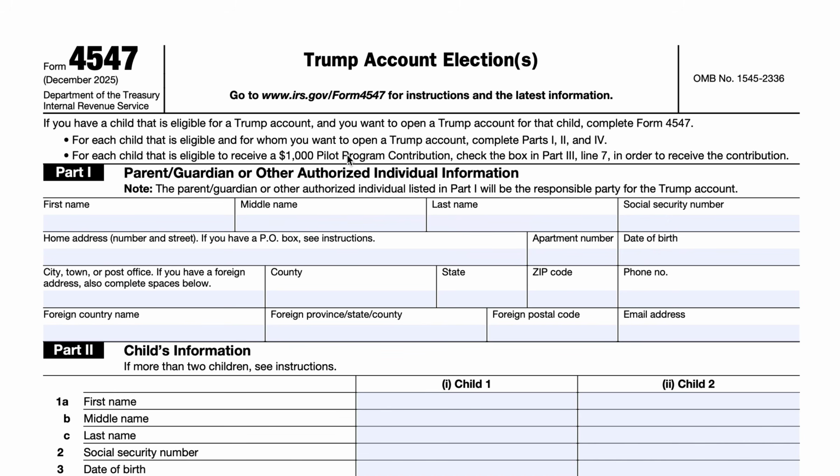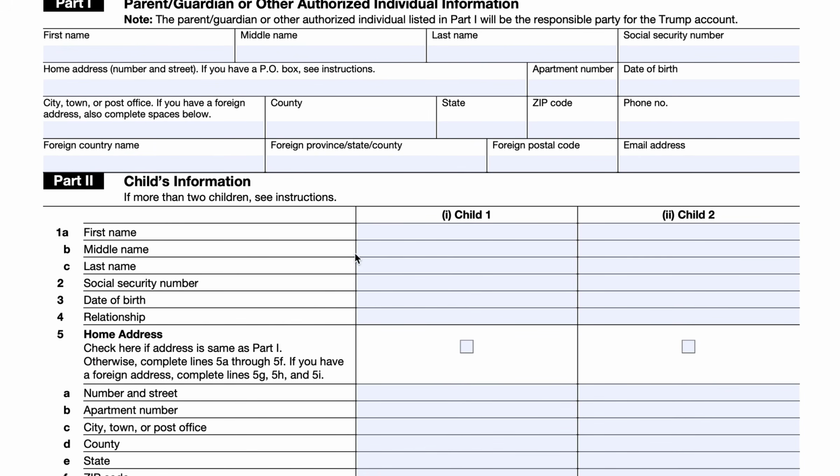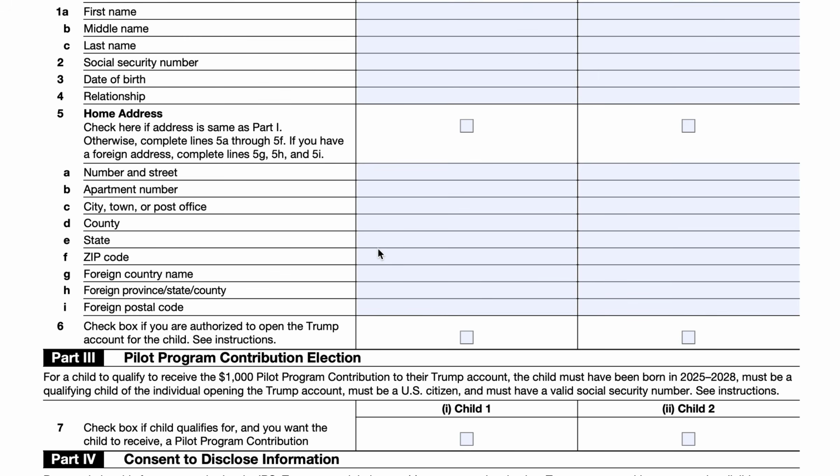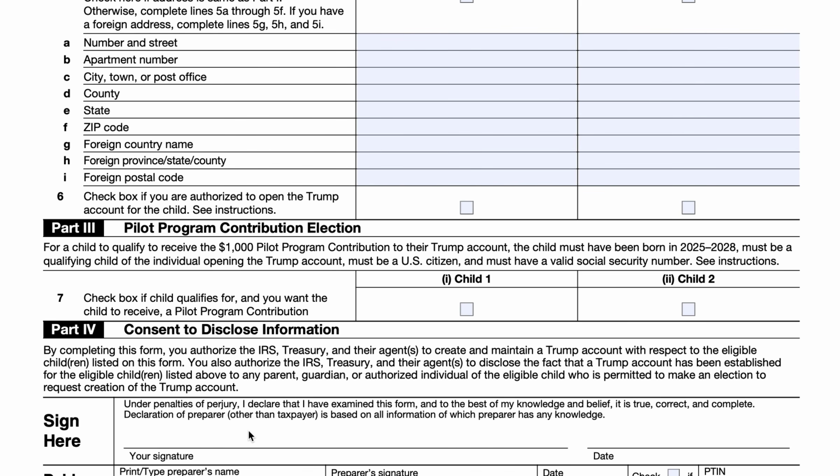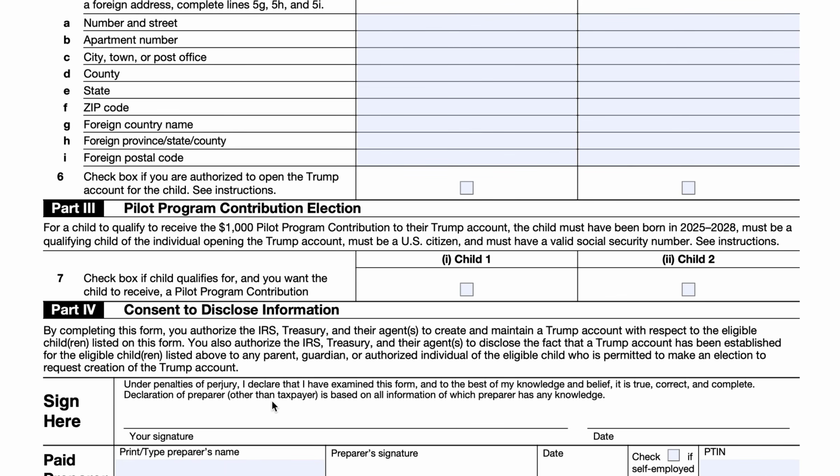There are 2 categories. So basically, first, if you just want to open a Trump account, you will complete part 1, which is the parent, guardian, or other authorized individual information. Part 2 is the child's information. And then part 4 is the consent to disclose information.